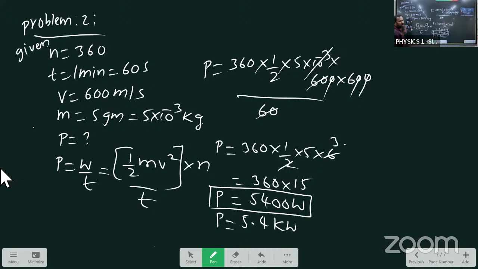What is the power of the machine gun? Power P equals work done per time. Work is half mv square, because work converts into kinetic energy. Number of bullets, because here they gave 360 bullets, that's why I wrote n divided by t. Substitute values, on calculation we are getting 5,400 watts.